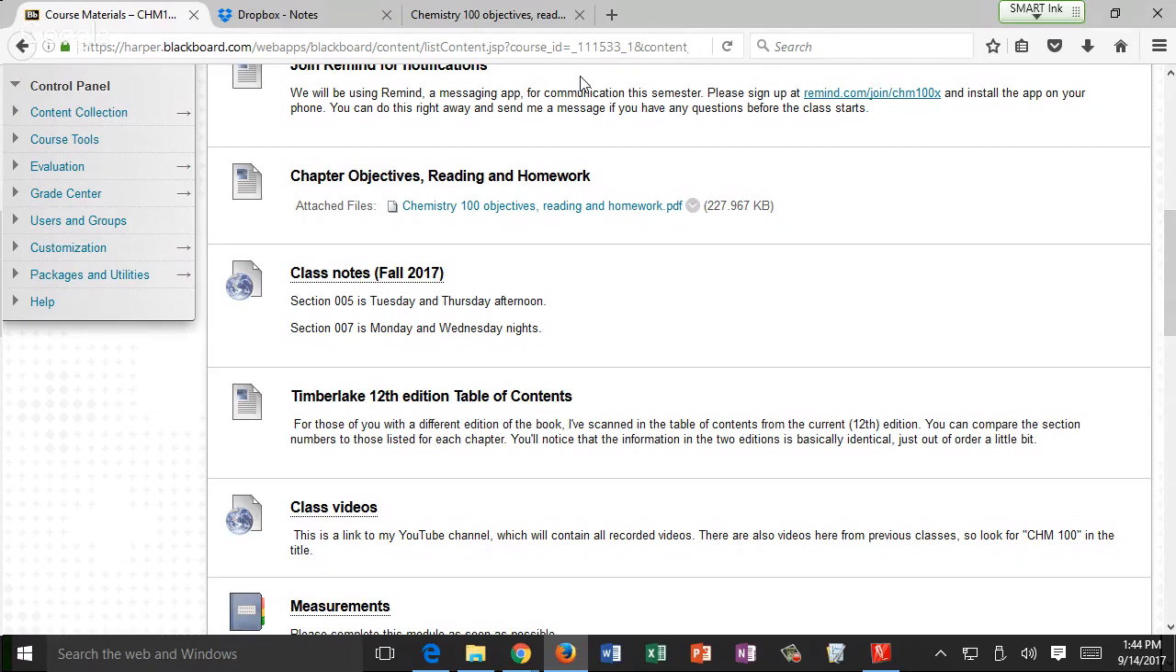Is it all multiple choice or written? Mix. There's old exams on Blackboard, so it'll be the same kind of format, like half multiple choice, half other stuff.